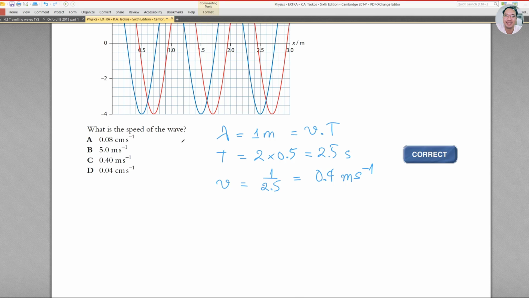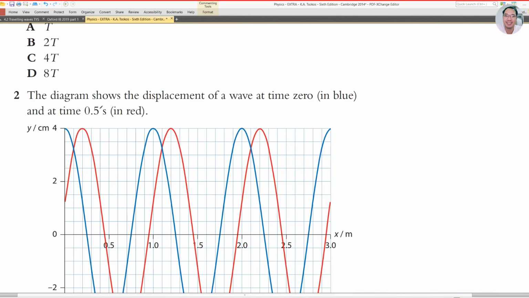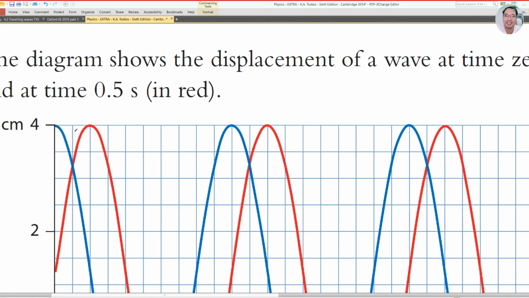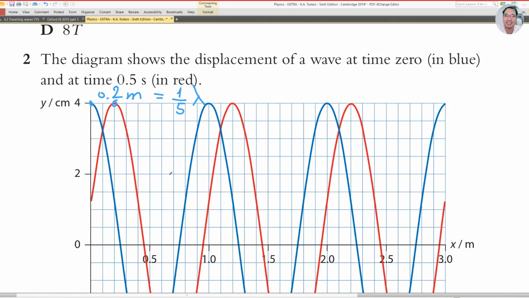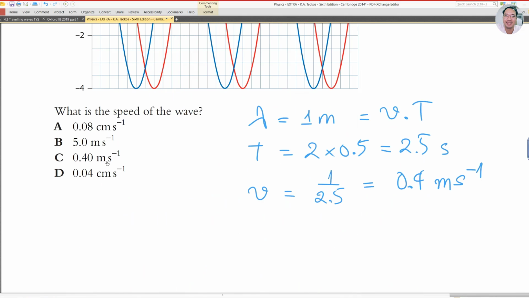What's the time? What's the time, 2.5? The time 0.5 is the difference between the two waves, meaning the blue wave travels to the new position, the red wave, in 0.5 seconds. And in that 0.5 seconds, the distance between these two crests is 0.2 meter, which is 1/5 of the wavelength. The wavelength is 1 meter. Okay? The distance it moved is 1/5 of the wavelength. It means the time 0.5 seconds here is 1/5 of the period. So the answer is C, 0.4 meter per second.